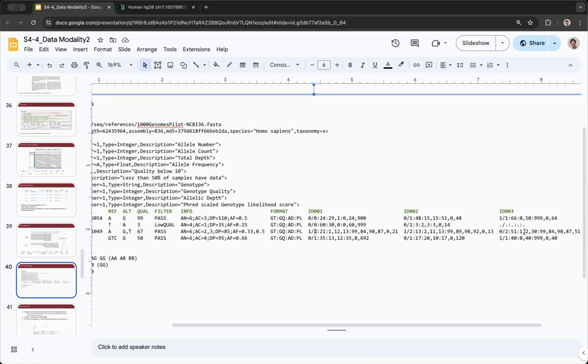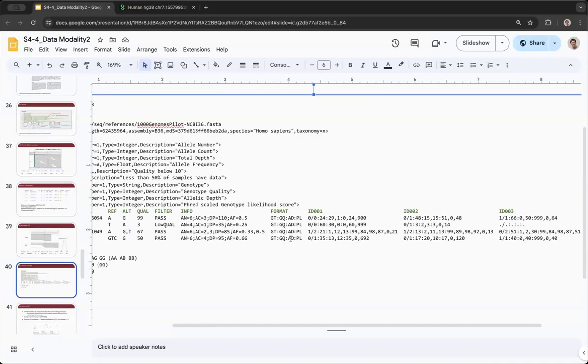Because it's 2, 2, 2. Why is it 1, 2, 1, 2, 0, 2? Because 0 always means the reference allele, and this is 1, and this is 2, right? So the index is 0, 1, 2. It can go to 3, 4, 5, 6. I even see a 20, because some genomic loci are so polymorphic. So it has many, many different alleles across different people, right? So it can happen.